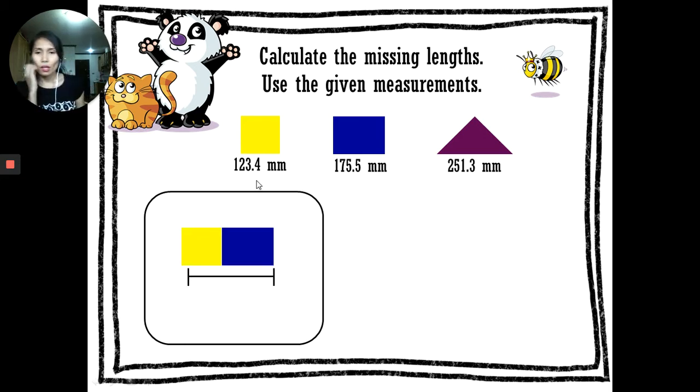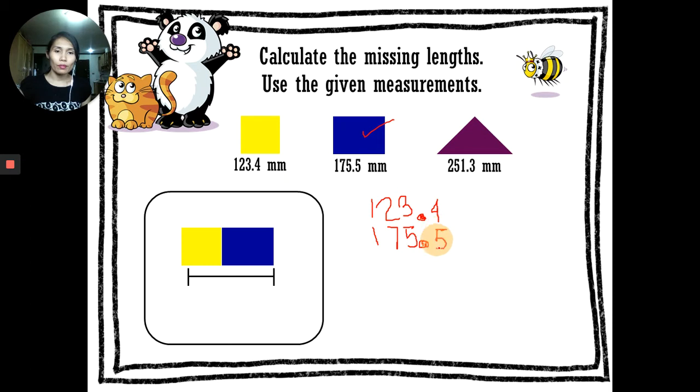Okay, it's supposed to be from here. So how are we going to find the length of square plus rectangle? That means we will just simply add 123.4 plus the rectangle 175. Remember, make sure the decimal points are aligned. That is the first step.